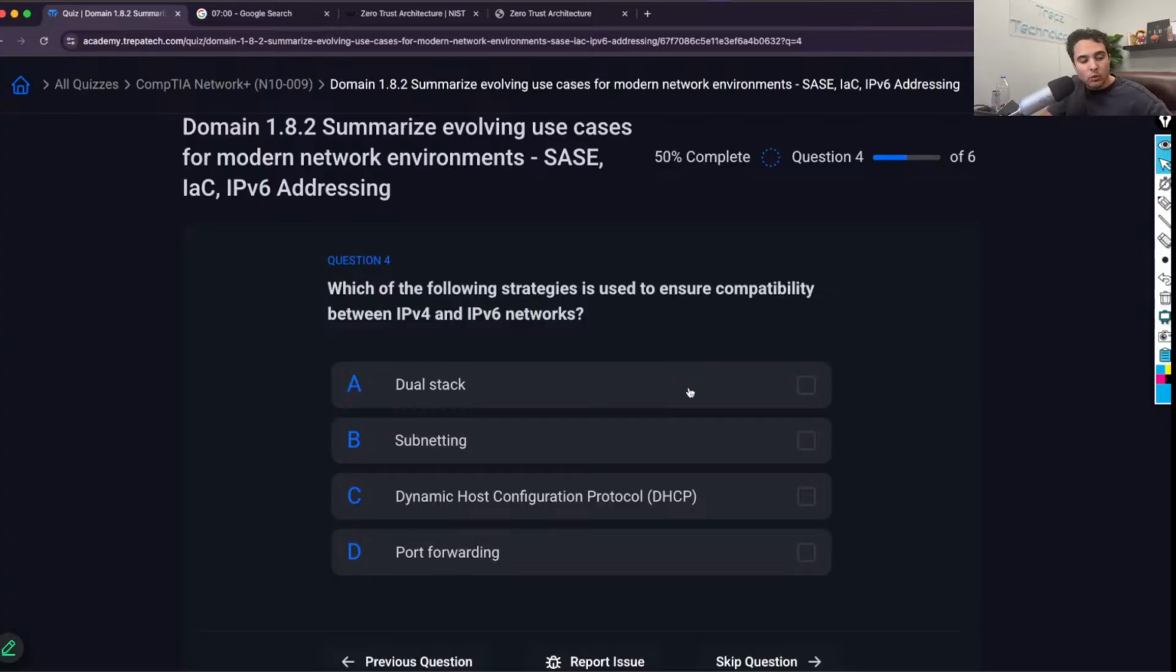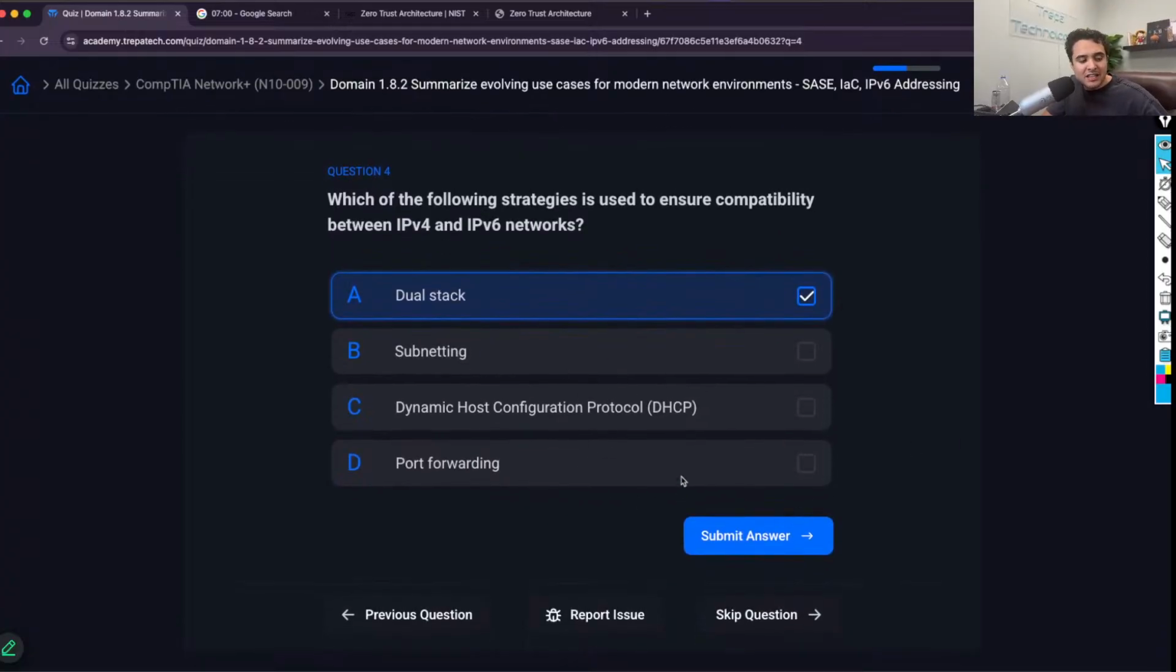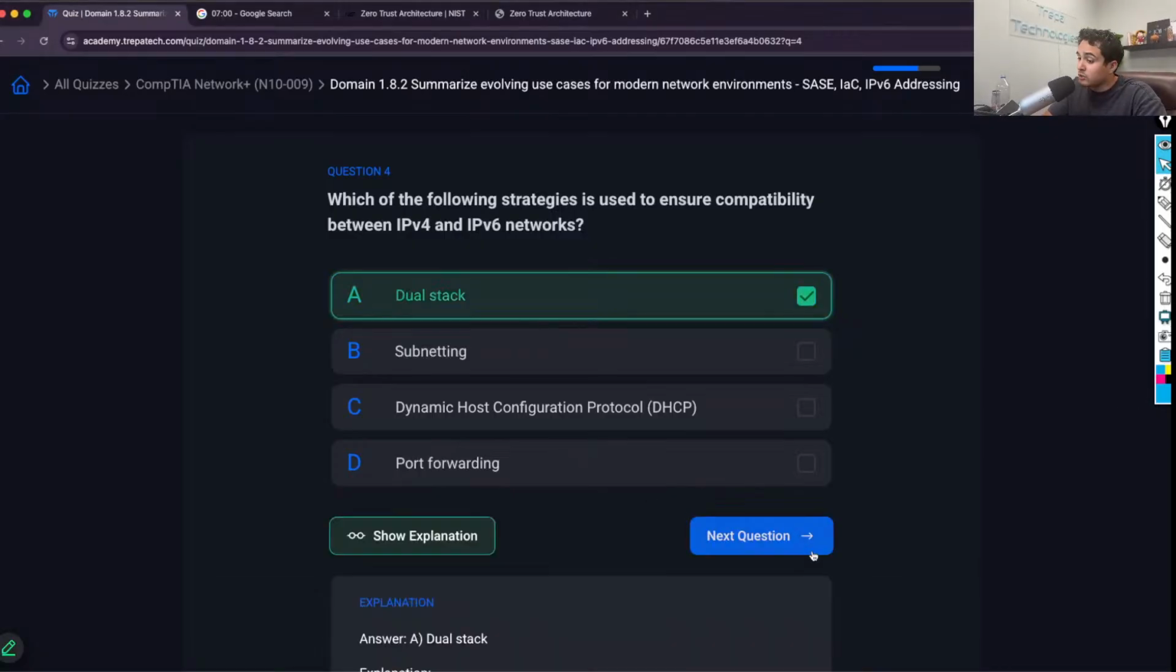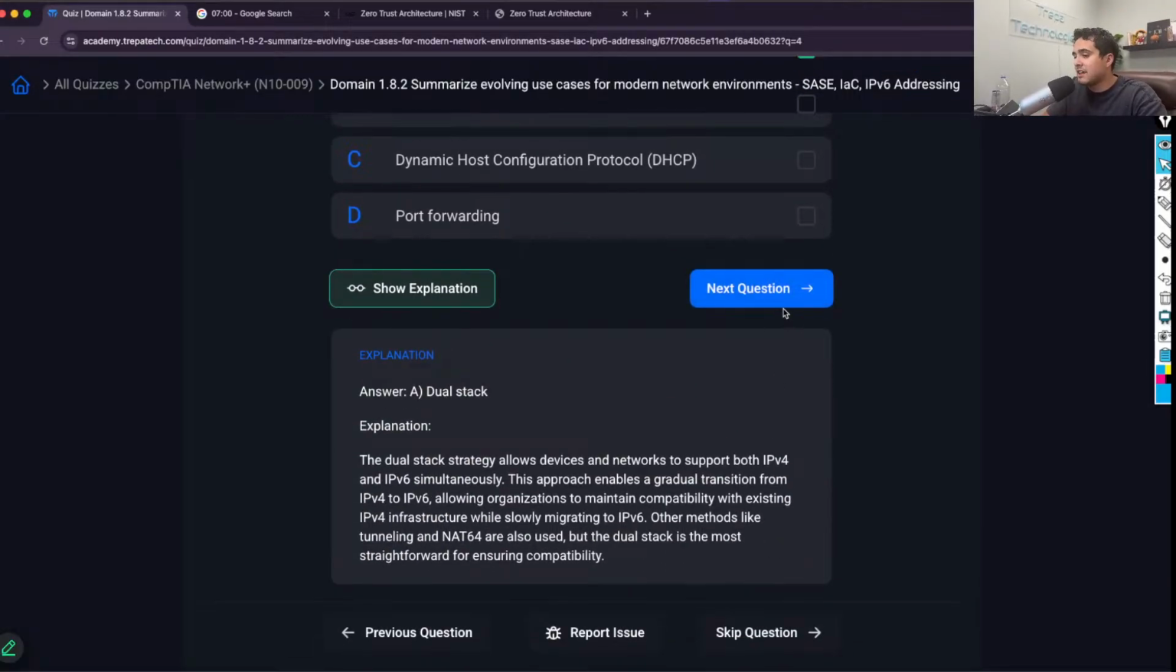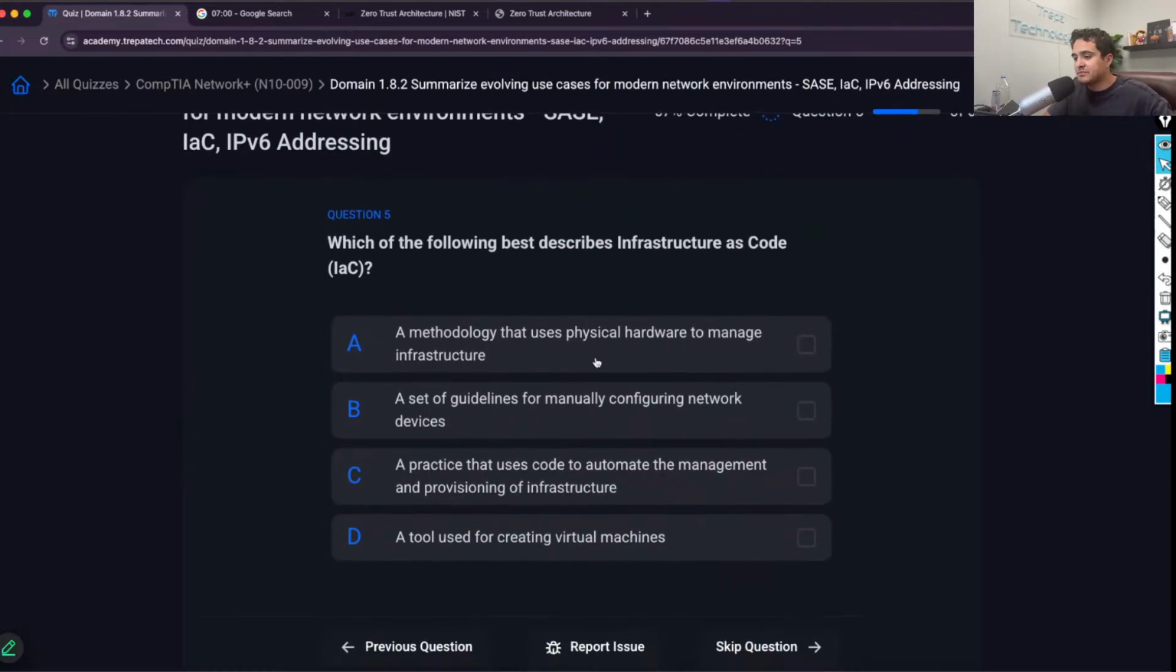Okay, question 4. Which of the following strategies is used to ensure compatibility between IPv4 and IPv6? So that's dual stack, right? The rest of these have nothing to do with IPv6, IPv4 transitions or anything like that. It's kind of a little give me there. But yeah, dual stack. That's when a router or device, firewall, whatever the case, your routing device runs IPv6 and IPv4 at the same time.